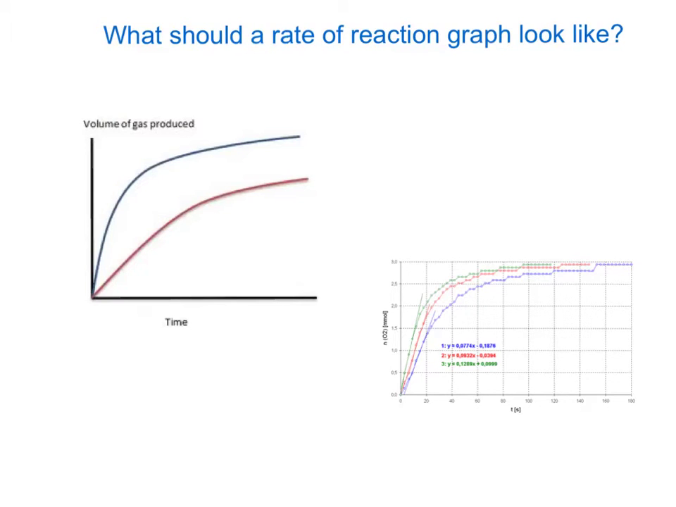So in the lesson you should have collected data. The data should have allowed you to plot a graph like this one, or more exactly like this one. So you'll notice that there's a number of points throughout the graph where you've got a measurement of the CO2 or O2 or whatever it might be, the gas is produced.